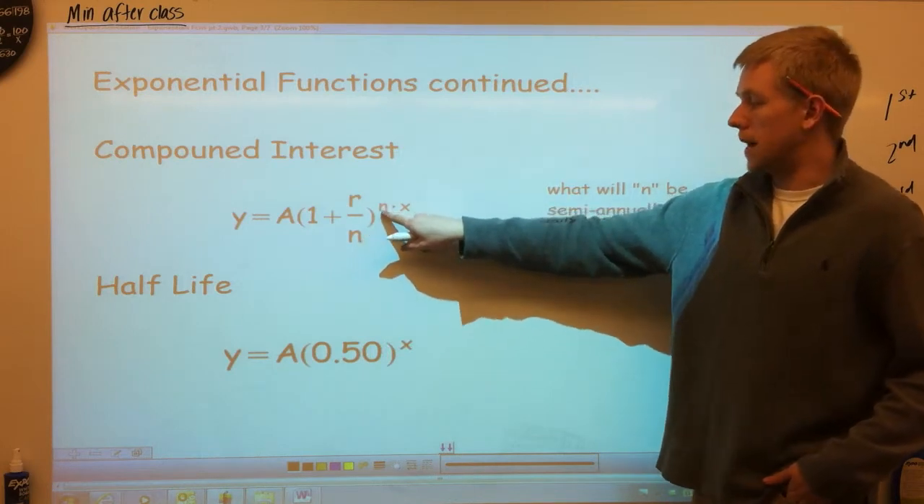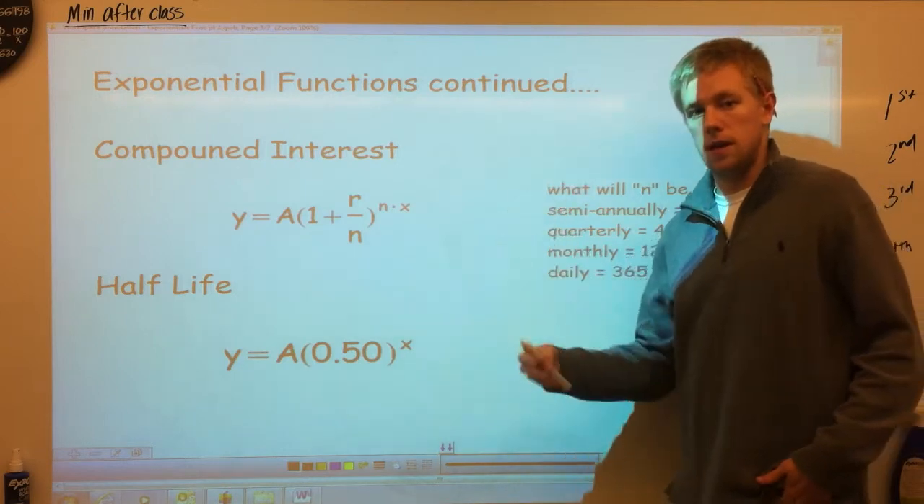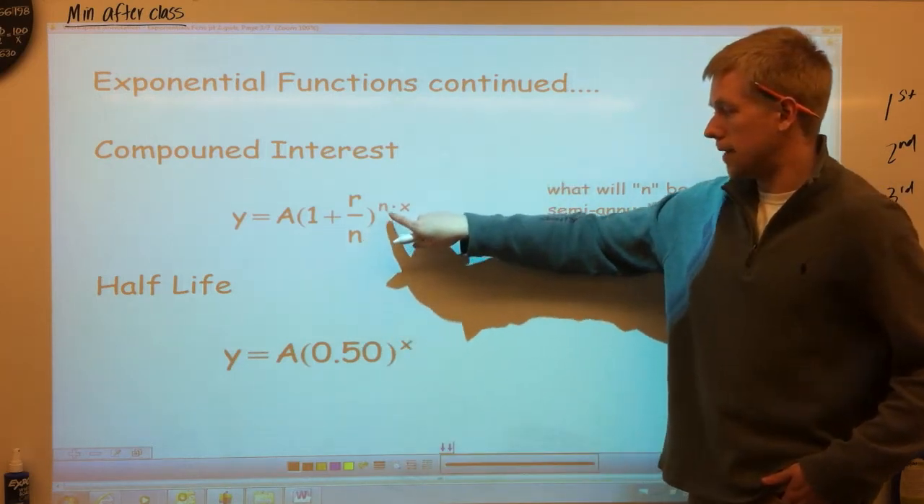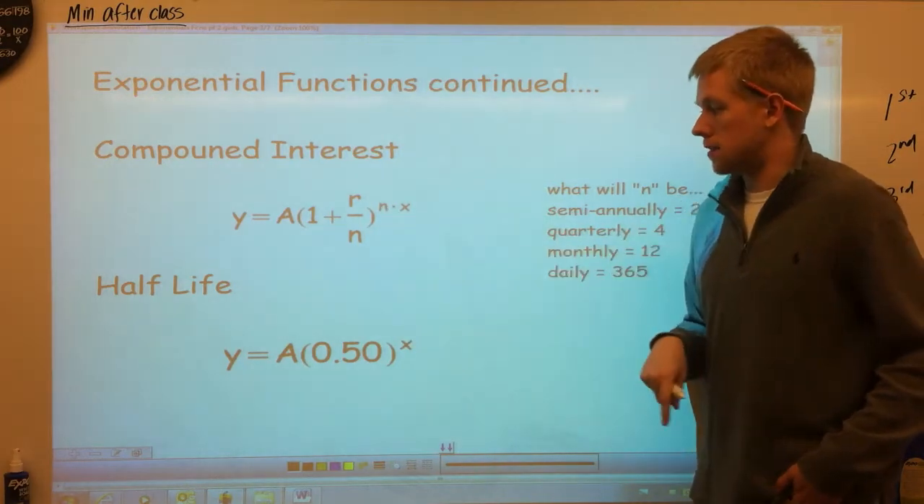And it's going to be raised. My exponent is now n times x. X is always going to be the years. N here is the same n up here. So whatever number you have for n here is the same number you're going to plug in at the top.